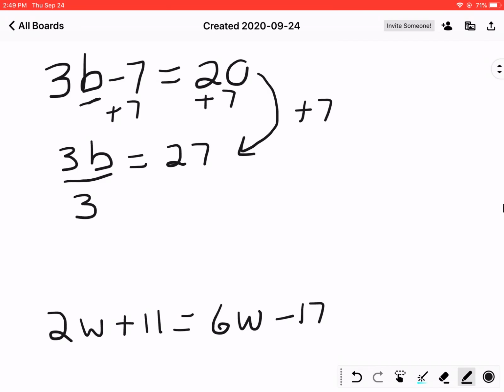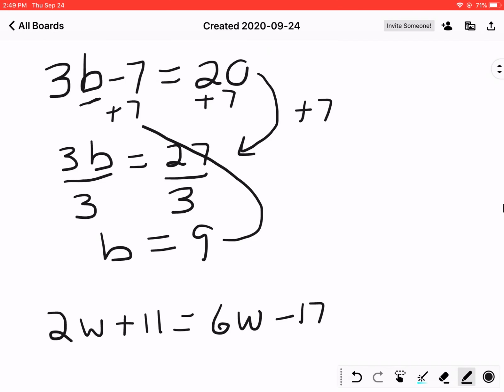Let's divide both sides by 3, because this right here is multiplication and the opposite of multiplying is dividing. So now we have b equals 9. If you take this 9 and put it back there, 3 times 9 is 27, minus 7 is 20, which equals the right side, which works. So we know we did it right.